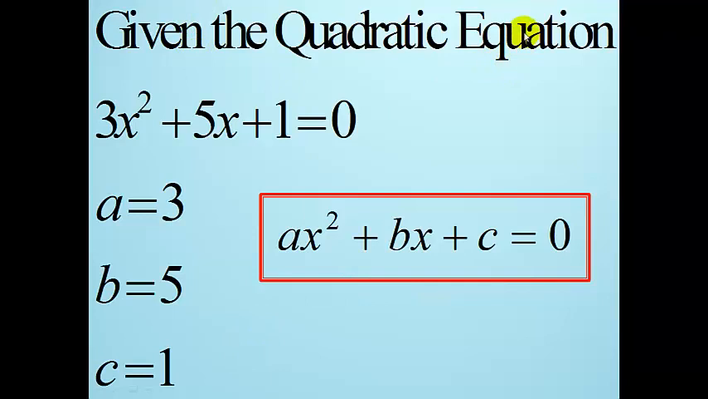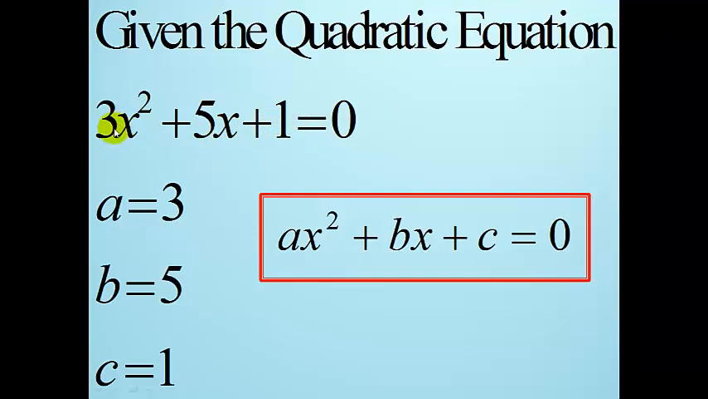Now given the quadratic equation 3x squared plus 5x plus 1 is equal to 0. The general form of the quadratic equation is ax squared plus bx plus c is equal to 0. a is the coefficient of the square term, b is the coefficient of x, and c is the constant. Now we consider the quadratic equation given, 3x squared plus 5x plus 1 is equal to 0.